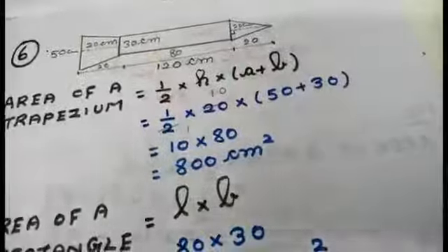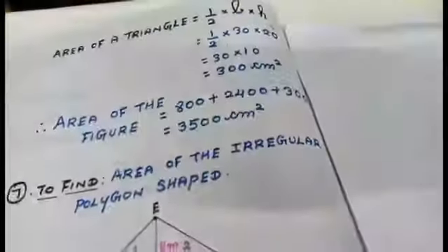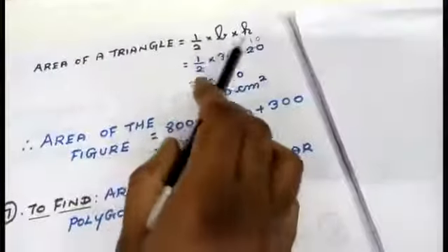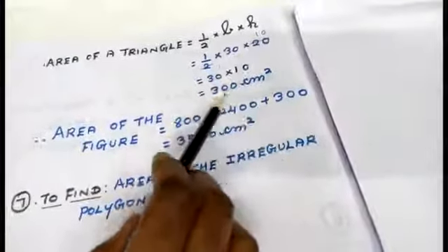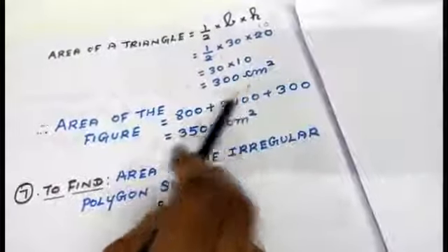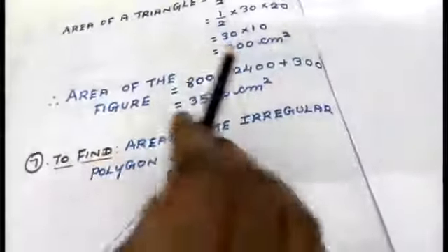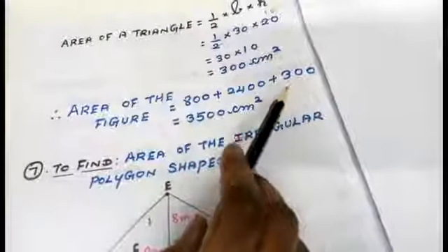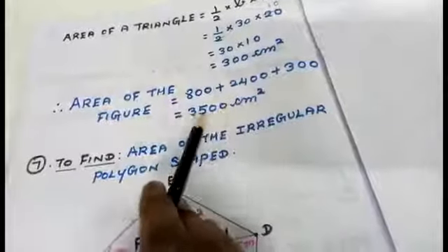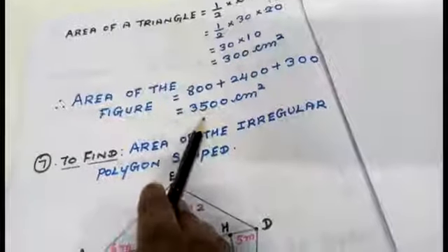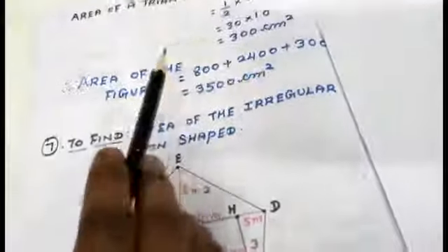The next one I am going to find is for the triangle. Area of triangle, students, is half into base into height. You calculate and you will get the answer as 30 centimeter square. So for the total area of the figure, those 3 answers I am going to add, and the final answer for that particular figure is going to be 3500 centimeter square.